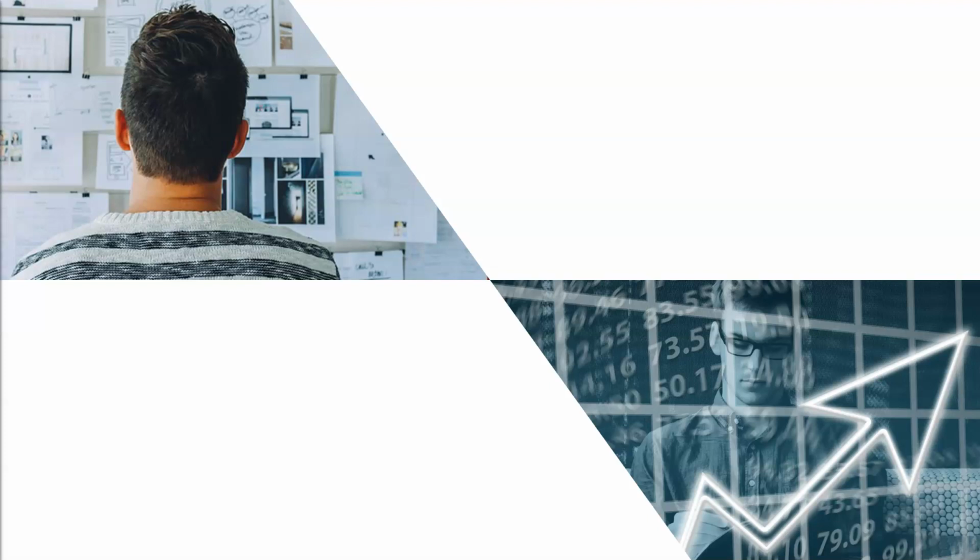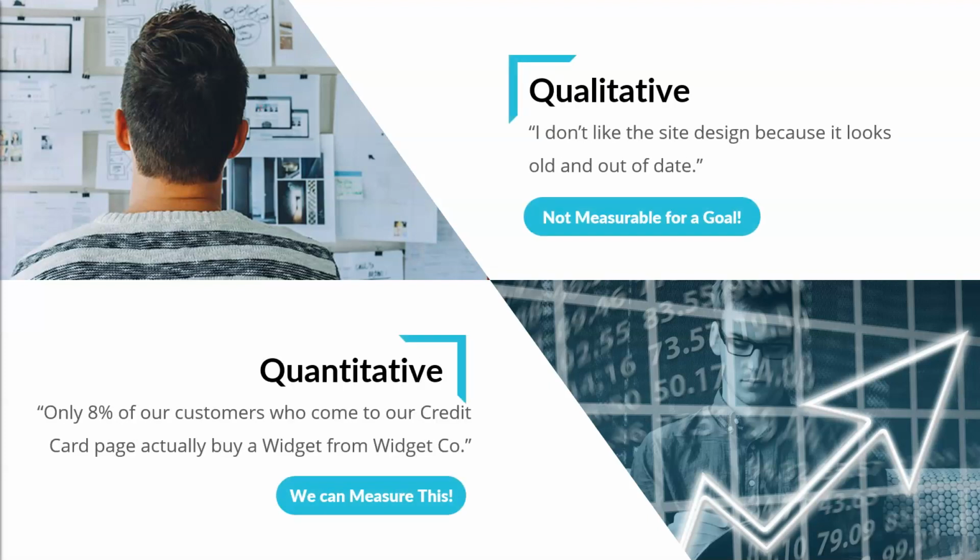First off, we need to consider what goal we're going to be trying to improve, and that's step 1 and step 2. Now, we can't use a qualitative goal, something like, I don't like the site because it looks old and out of date, or that font looks gross. Those aren't things that are very easy to measure, right? What we want to do is look and say, oh, okay, so 8% of our customers that come to our credit card page actually never buy a widget from WidgetCo. Great, we can measure this.